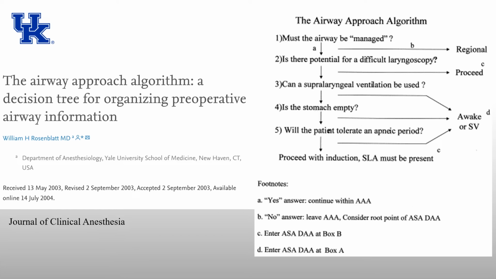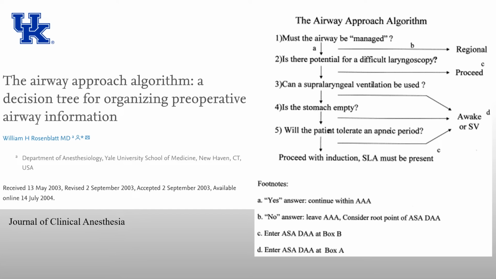So if you do have difficulty establishing an airway and you're unable to use a supraglottic airway, is it possible that this patient will tolerate an apneic period? So if you fail intubation and you are unable to ventilate via a supraglottic airway, because you have difficulty or because it's unsafe, is this patient going to rapidly desaturate? There are several things that contribute to this: age, pregnancy, pulmonary status, choice of induction agents. All of these go into whether or not a patient can tolerate an apneic period.